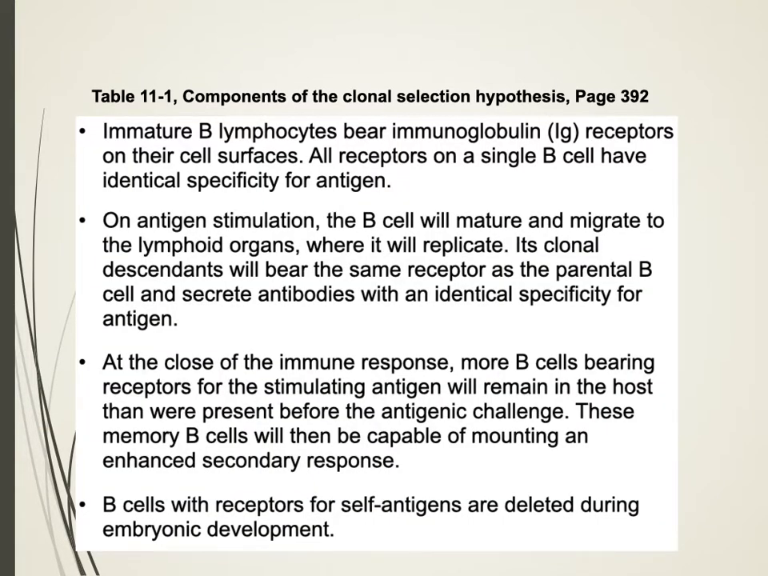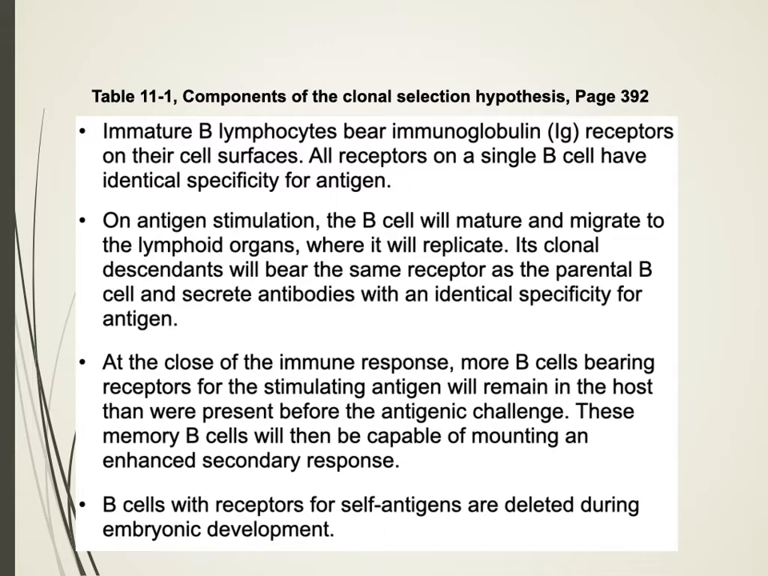We want to keep in mind that immature B lymphocytes are going to bear the same Ig receptors on their surface. So that B cell receptor for a single B cell, if we were to isolate an individual B cell, all the Ig receptors are going to be the same. They're going to recognize the same antigen. They'll be specific to the same antigen.